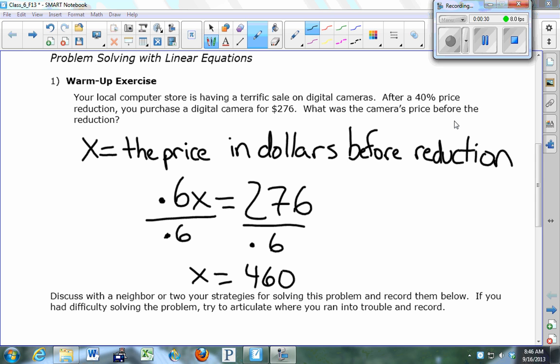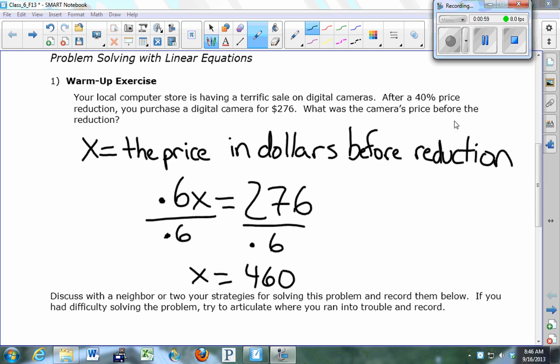The first thing, and this is the piece that algebra students never want to do, but it's the key. If you cannot define what you're trying to find, you're sort of already lost. So the first thing you should do after you read the problem is look at what the question is asking you. That's what you need to solve for. That's your variable. So what was the camera's price before the reduction? Use any variable you want. X tends to be the standard.